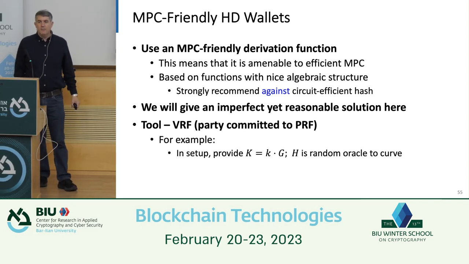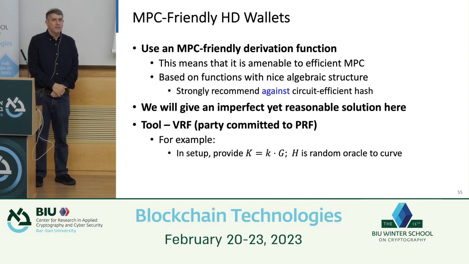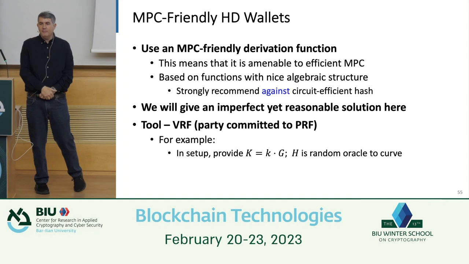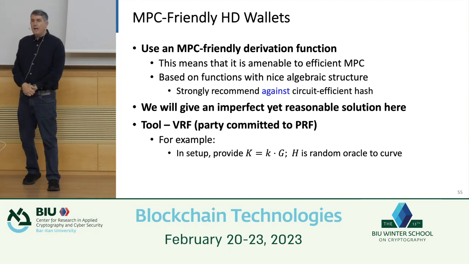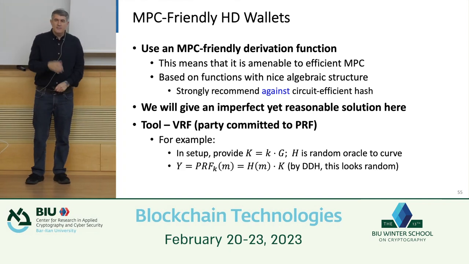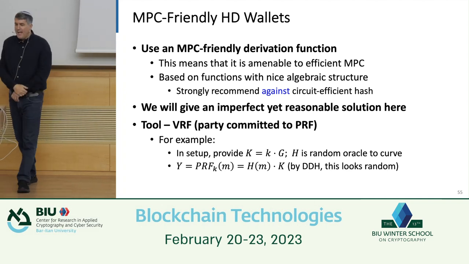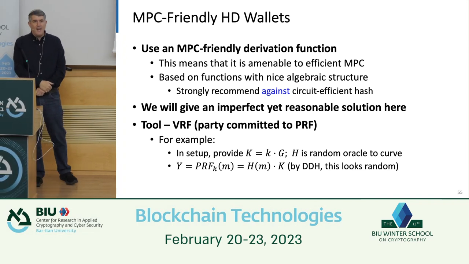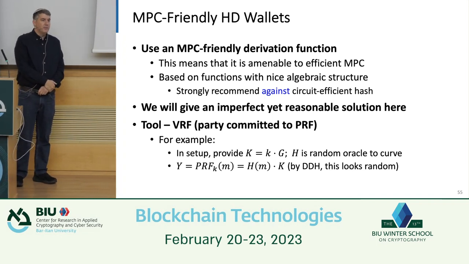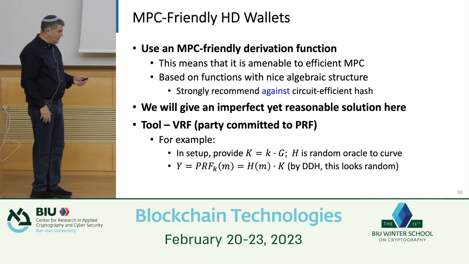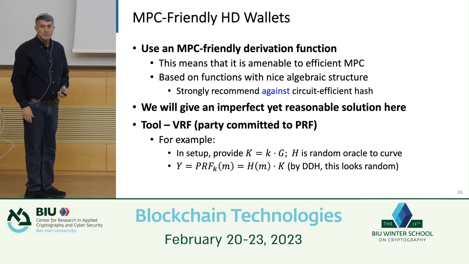So here's the VRF I want to show, the very, very clean and simple one. We provide some public key capital K for a secret key little k. We have a random oracle to a curve. This is, I think, Dan and Benny. And who's this? A few people in this room. And the PRF is we hash the message, or the input, to a curve, and we multiply it by k. And the reason why this looks random is classic DDH.